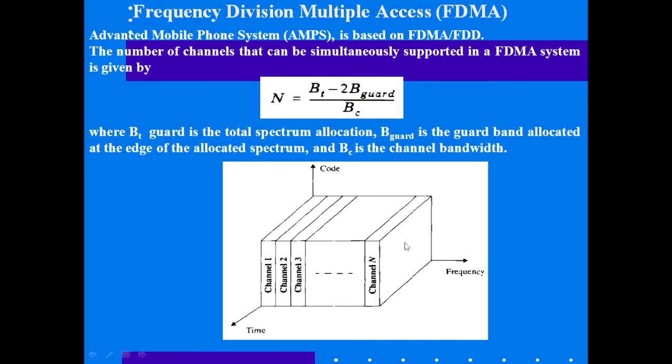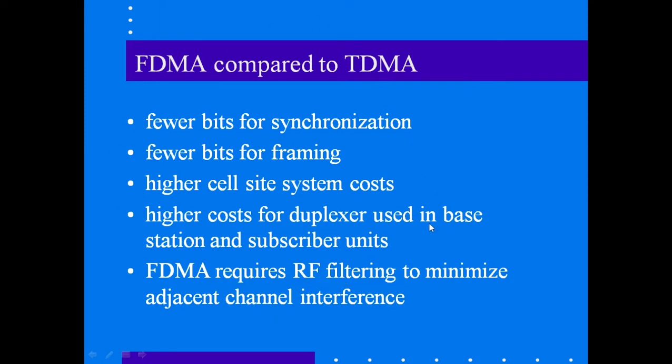This is a pictorial representation of frequency division multiple access. This is the axis for frequency. Here the channels from 1 to N are shared along the frequency scale. That's why it is called frequency division multiple access. Here is some comparison between FDMA and TDMA. Only fewer bits are used for synchronization and framing. It is costlier than TDMA, and it uses a duplexer since the transmitter and receiver work simultaneously and continuously. Because of the duplexer, FDMA is costlier than TDMA, and FDMA requires RF filtering to minimize adjacent channel interference.